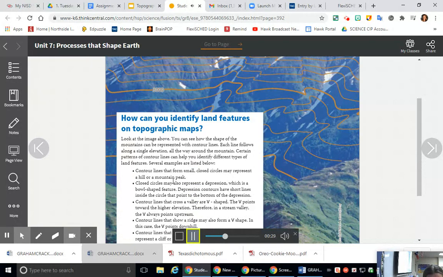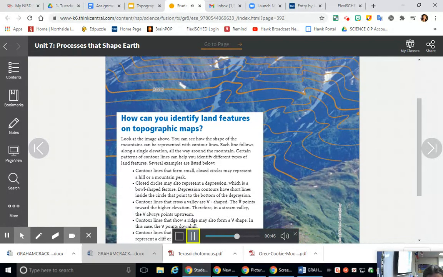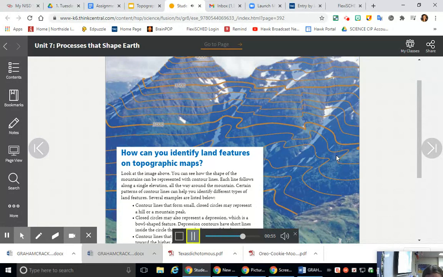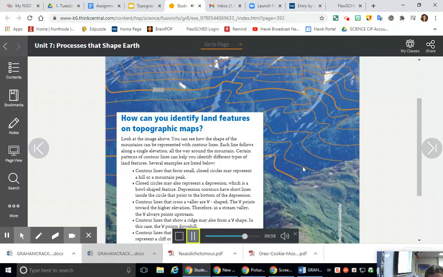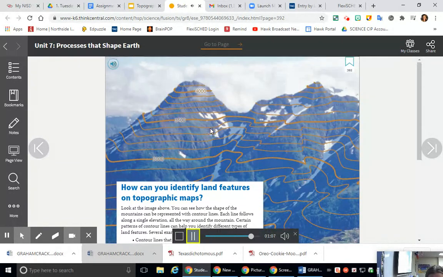Contour lines that form small, closed circles may represent a hill or a mountain peak. Closed circles may also represent a depression, which is a bowl-shaped feature. Depression contours have short lines inside the circle that point to the bottom of the depression. Contour lines that cross a valley are V-shaped. The V points toward the higher elevation. Therefore, in a stream valley, the V always points upstream. Contour lines that show a ridge may also form a V-shape. In this case, the V points downhill. Contour lines that are stacked very close together may represent a cliff or road cut.